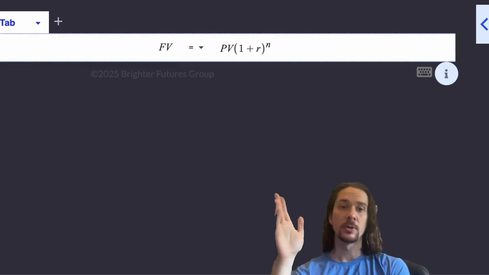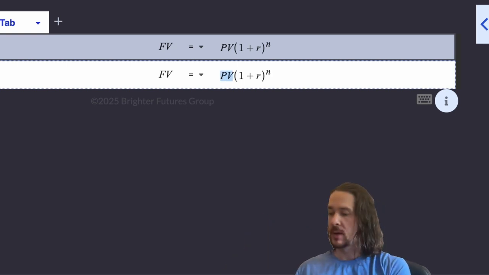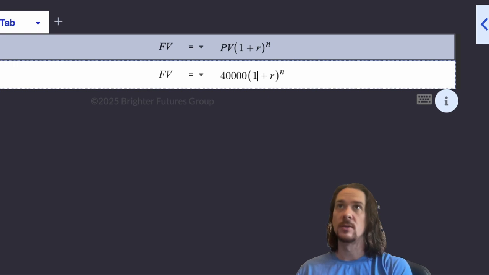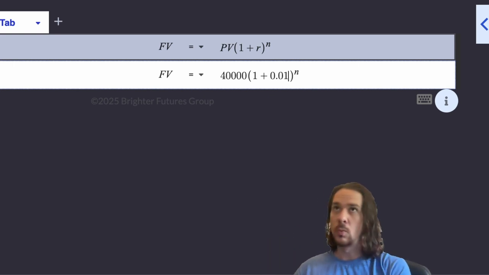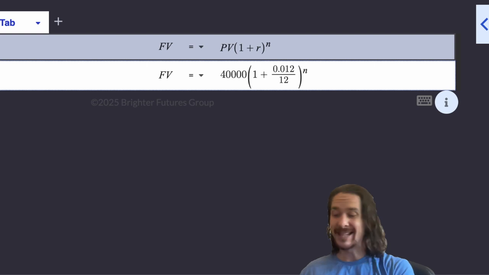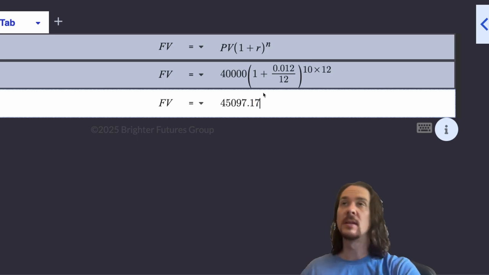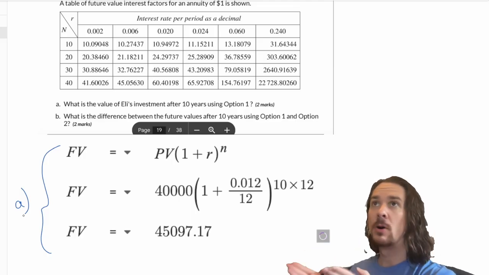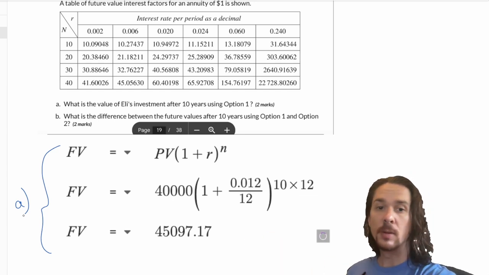So we can take our compound interest formula, and we want to know what the future value is. Our present value is $40,000. Our rate is 0.012, but we have to divide that by 12 because we're compounding monthly, and we're doing this for 10 years, which means that we're doing it for 10 times 12 months. Rounding to the nearest cent, here is our solution for part A. This is the value of Ellie's investment after 10 years using option 1.